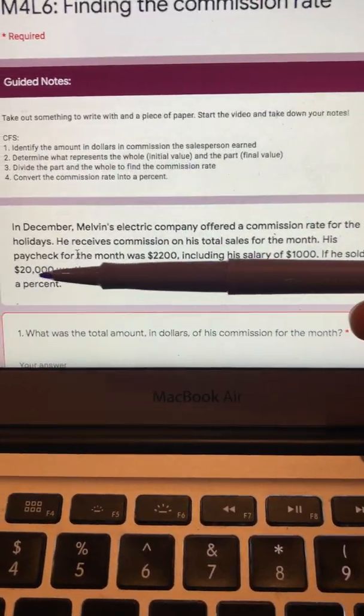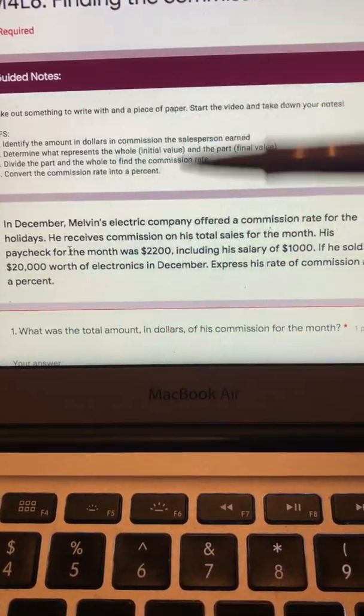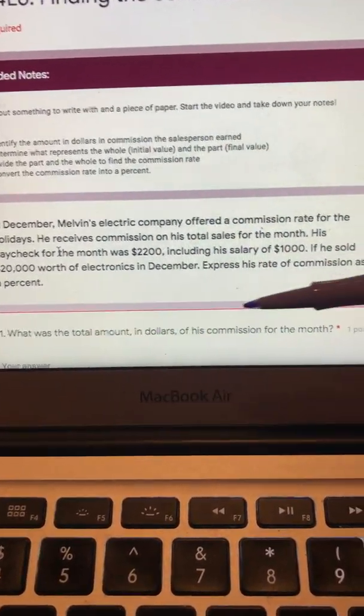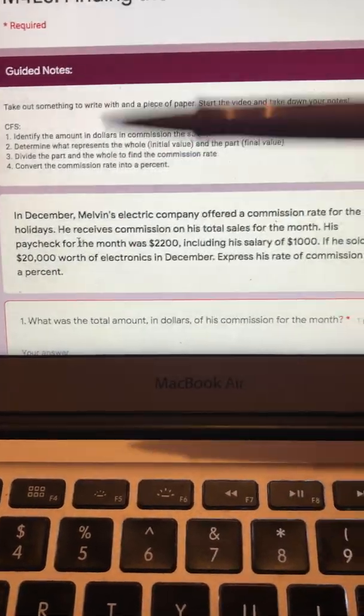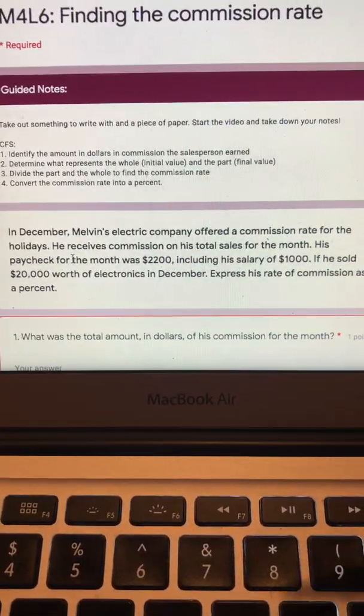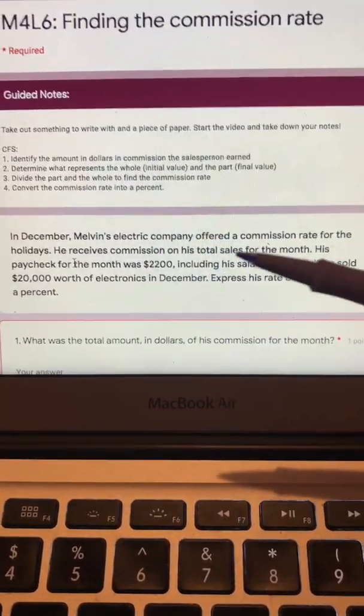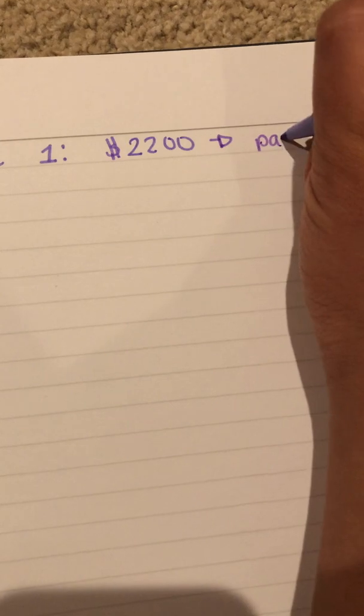So if he sold $20,000 worth of electronics in December, express the rate of commission as a percent. So we're going to find his commission rate based on the numbers that we have here. So the first thing I'm going to do is, in example 1, we're going to write down all of the numbers. So here, $2,200, that represents his paycheck.